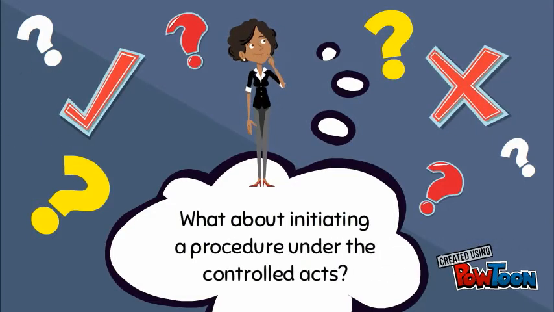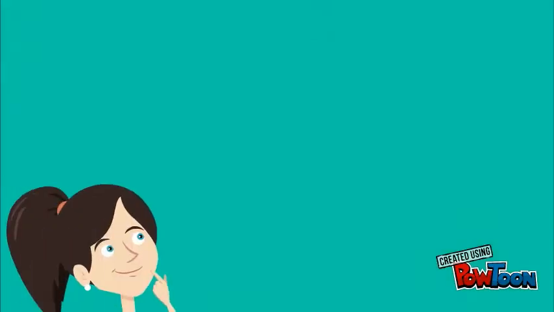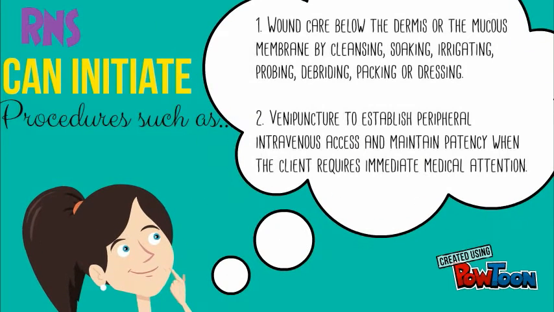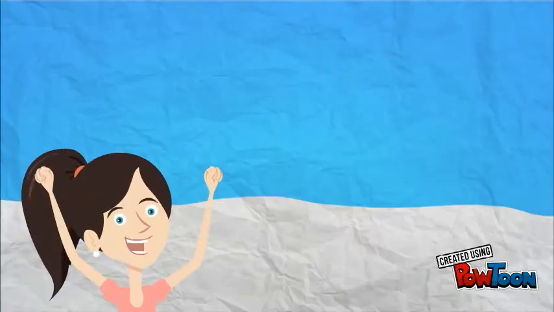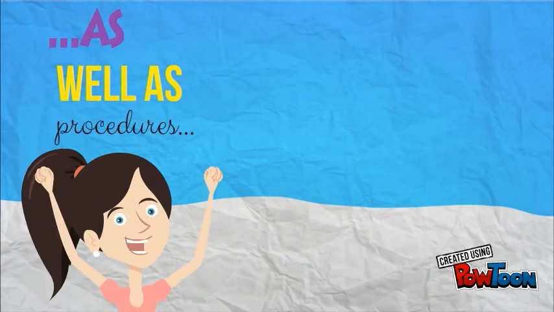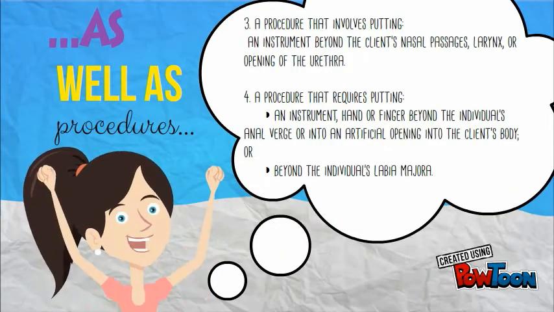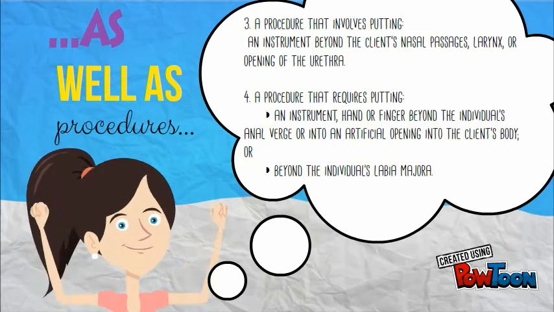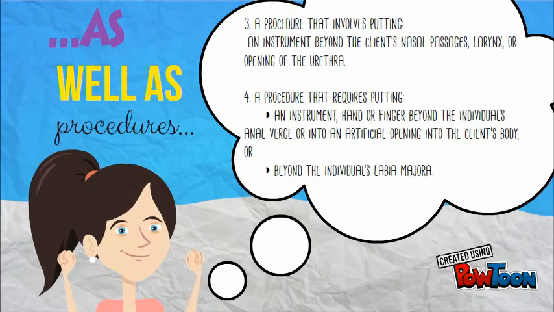But what about initiating a procedure under the controlled acts? RNs can initiate procedures such as wound care below the dermis or mucous membrane by cleansing, soaking, irrigating, probing, debriding, packing, or dressing, and venipuncture to establish peripheral intravenous access and maintain patency when the client requires immediate medical attention, as well as procedures that involve putting an instrument beyond the client's nasal passages, larynx, or opening of the urethra, as well as an instrument, hand or finger beyond the individual's anal verge into an artificial opening into the client's body or labia majora.